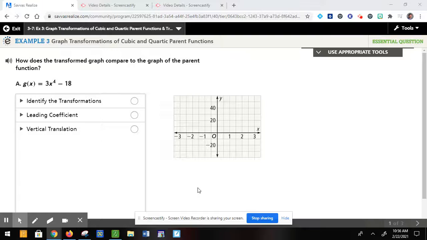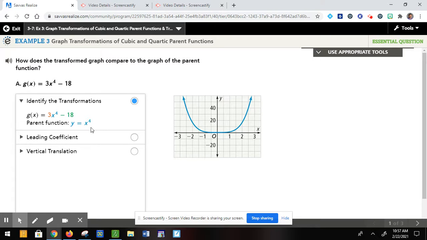In this example, we are going to take a function and graph it using its translations, or at least identify the translations that are happening from the parent function to the given function. So the first thing you're going to do is identify what the parent function would be. So for 3x to the fourth minus 18, the parent function would be y equals x to the fourth.